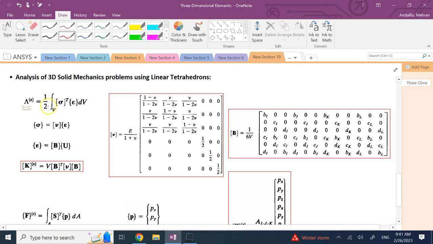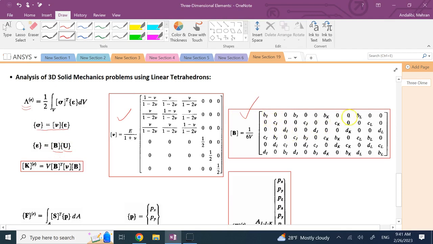So the strain energy is 1/2 integral over volume of sigma transpose epsilon dV, where sigma is the nu matrix times epsilon. The nu matrix for 3D is this matrix here, and epsilon is basically the derivatives of U. Components of epsilon are derivatives of components of U, V, and W. In this case, therefore, your epsilon can be written as a B matrix times U. Remember, we did the exact same thing for 2D.